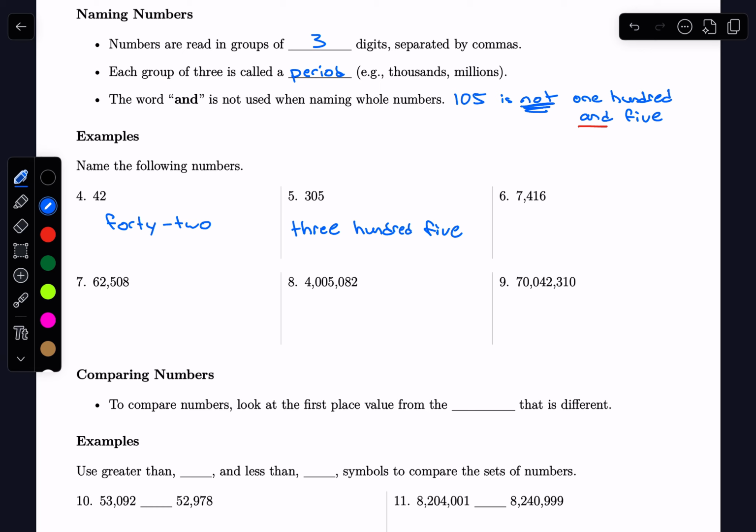So we have forty-two, we have three hundred five without the word and. Number 6, we actually have a comma in our number. So now what we do is we name what's in front of the comma. So in front of the comma right here is just a 7. So I write seven, and then I say thousand. Okay, so it's 7, and when I get to that comma it represents the thousands period. So it's seven thousand. We can put a comma after thousand, although it's not technically necessary. Usually we write commas after we've named the period. So seven thousand, and then that 3-digit number is 416.